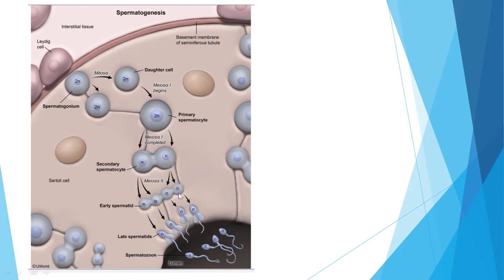Now, these early spermatids will undergo morphological changes to have the head, the body, the tail, the acrosomal cap and all. And these will be called the late spermatids. And when these late spermatids fall into the lumen of the seminiferous tubule, then it is called a mature sperm or spermatozoon.